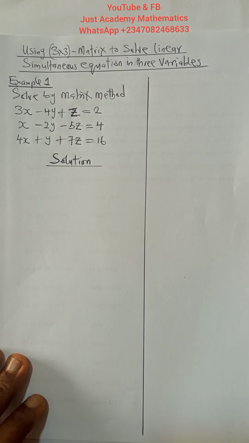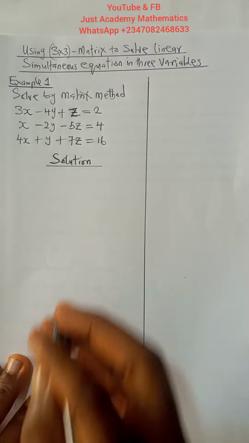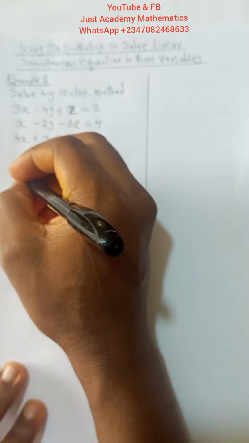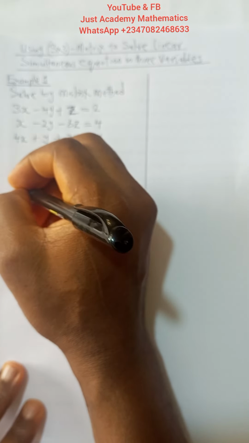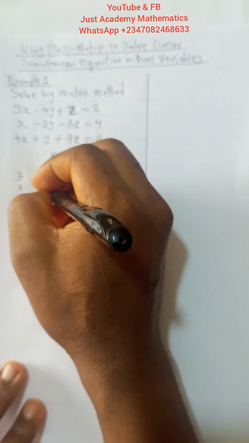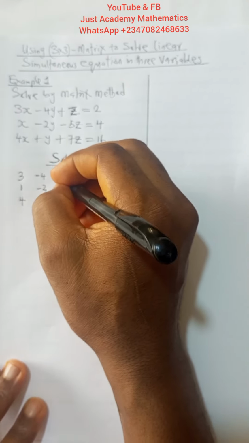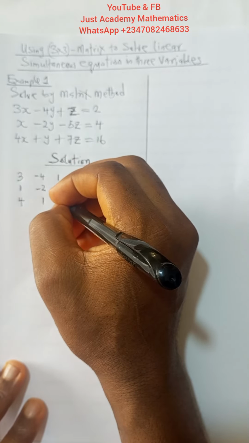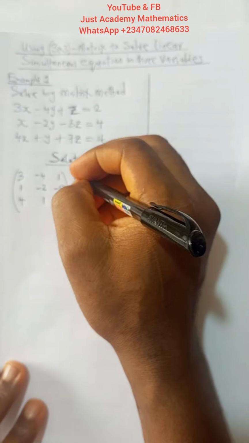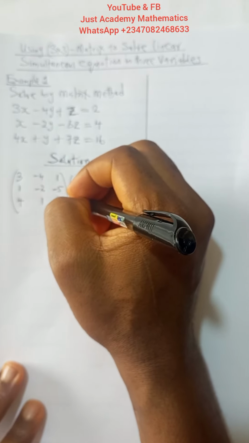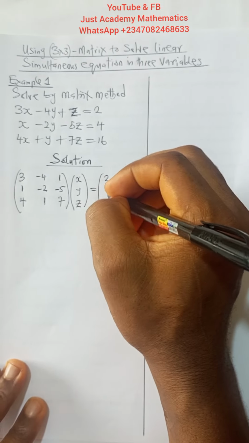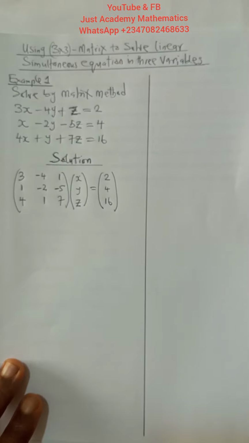So what we'll do first is to rewrite the equation. What do I mean? We'll write out the coefficients of the variables. This is what I mean by that. 3, 1, and followed by what? 4. Then we'll have minus 4, minus 2, followed by 1. Then we'll have 1, we'll have minus 5, we'll have 7. This is the coefficient of the variables, followed by the variables themselves, x, y, and z. Are you following? Equals the constants 2, 4, and 16. Are you seeing it now?